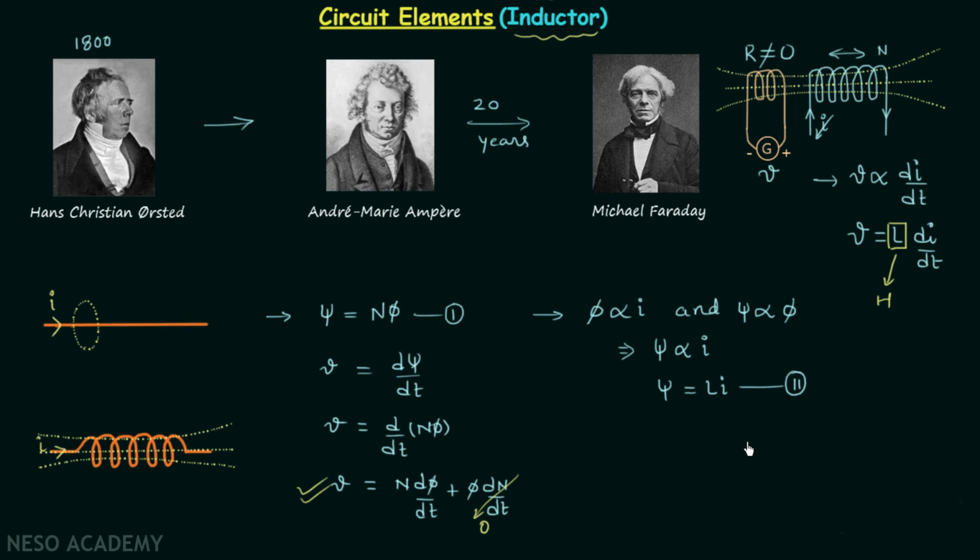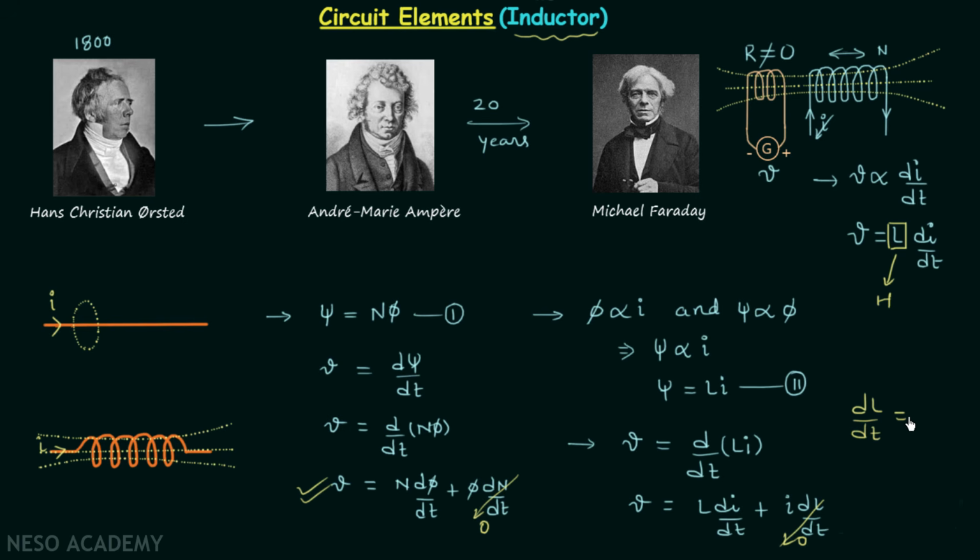Now we will put psi equal to L i here, and we will have voltage V equal to d by dt of L i. This will give us L di by dt plus i dL by dt. We know L is the proportionality constant, and therefore dL by dt will be equal to 0, and we are having V equal to L di by dt, the same thing I have written here. Now you need to be careful about dL by dt.